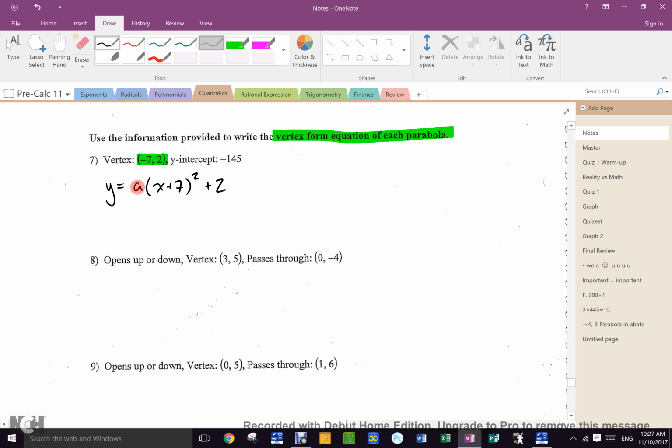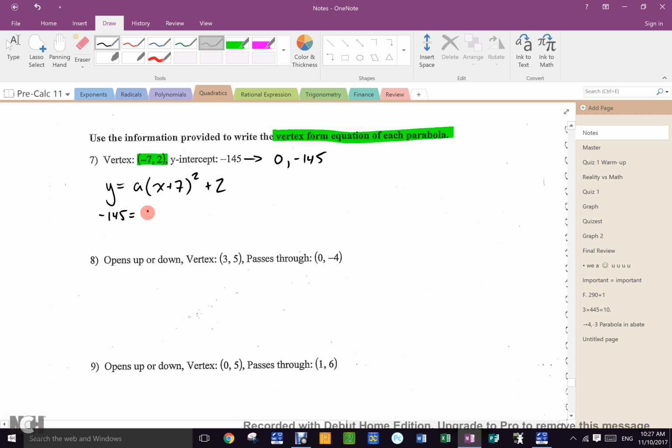Now you had to find a. The only way to find a is to have only one unknown number. To get one unknown number, you would have had to have an x and a y. But you didn't have an x and a y, but you did, because the y-intercept is 0, negative 145. So you can sub that in and figure it out.